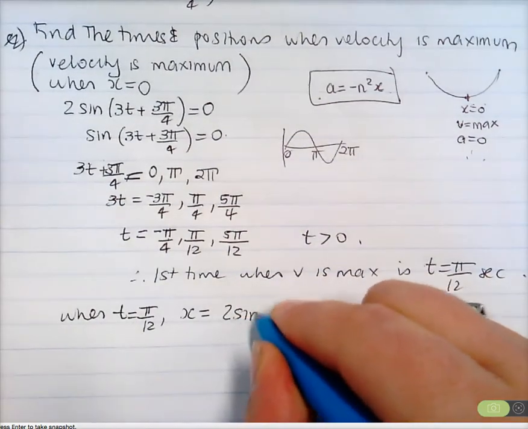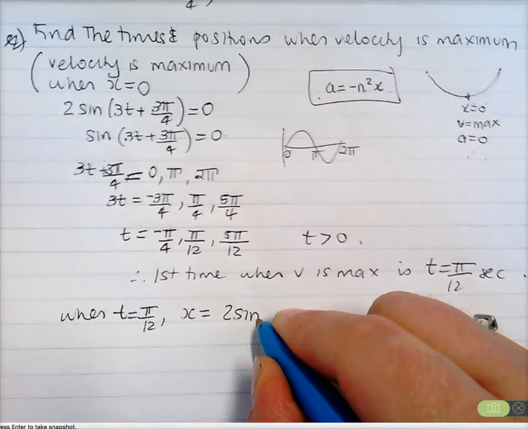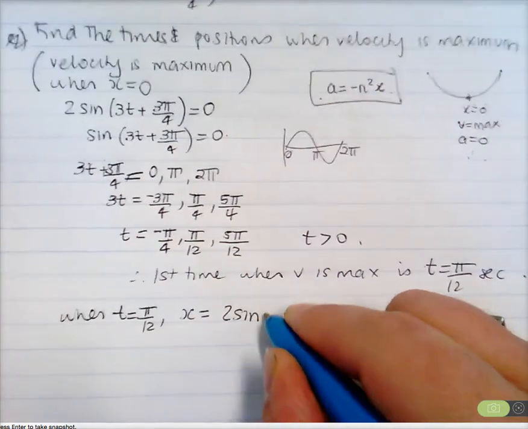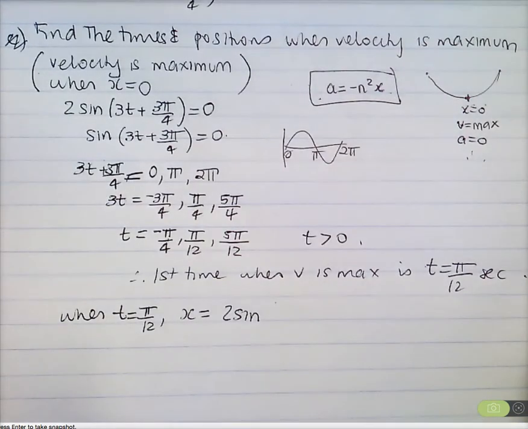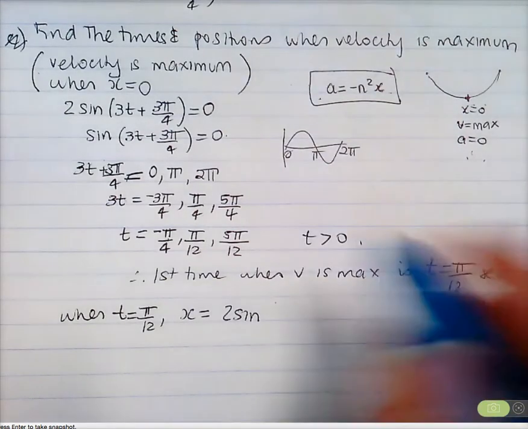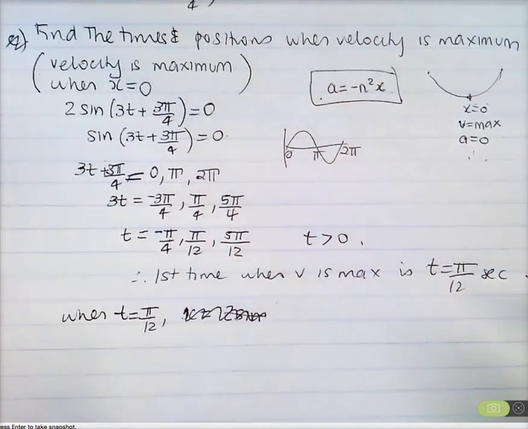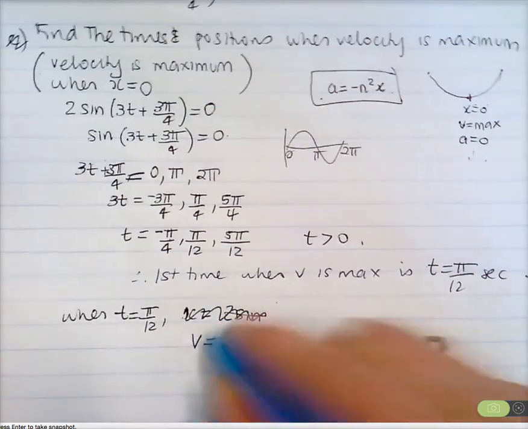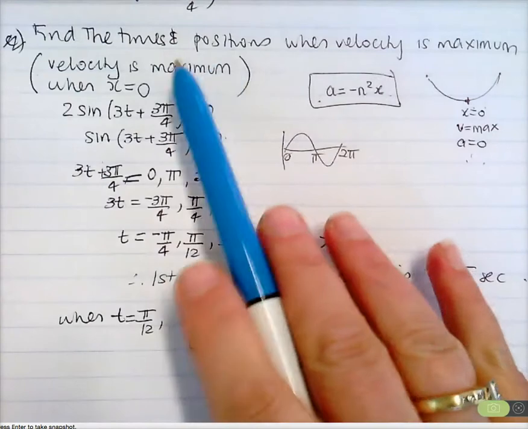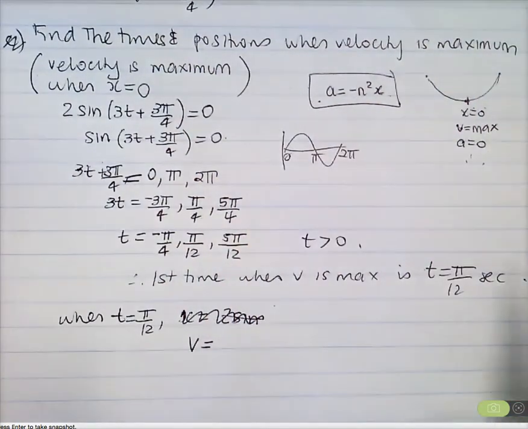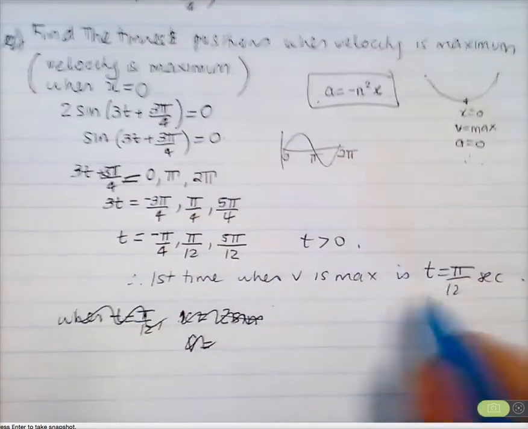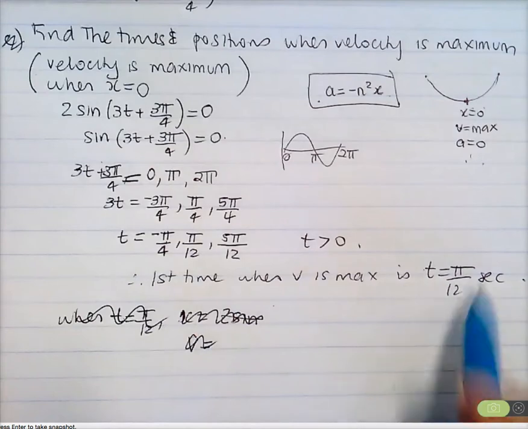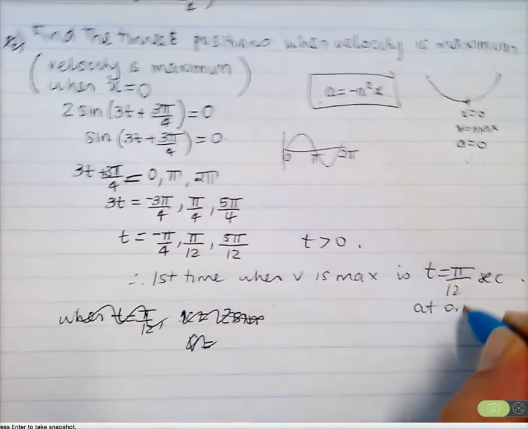It's 2 sine, I'm substituting it into the equation. Actually, won't that just be 0? I should be putting it into which equation? Into the velocity equation. Yeah, find the time and position. Oh no, we've done it. Well, it's at the origin, it's done. We're done. So therefore, the first time when velocity is max is time pi on 12 at the origin. We've already done that.